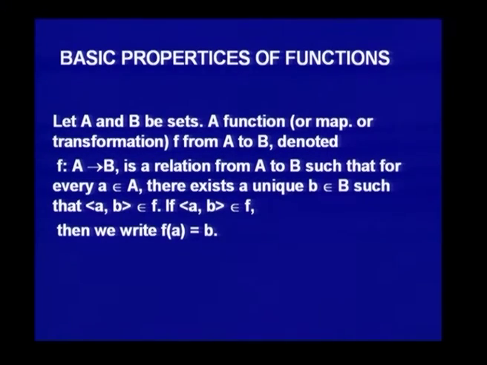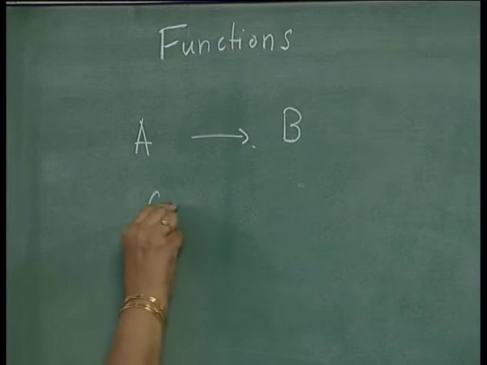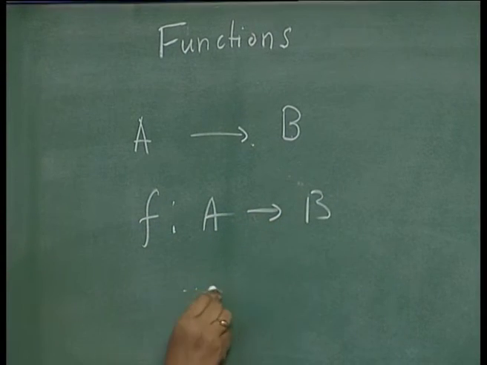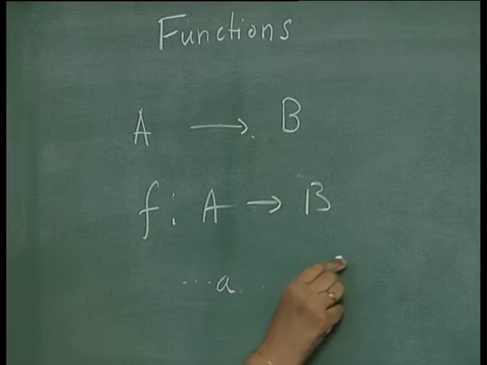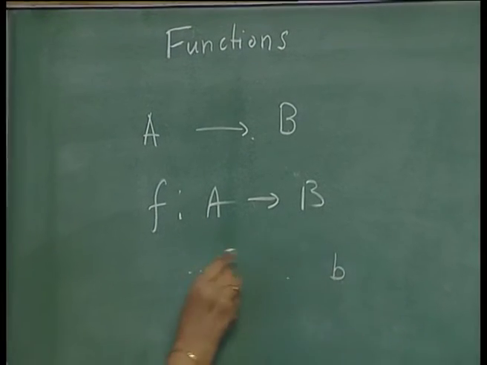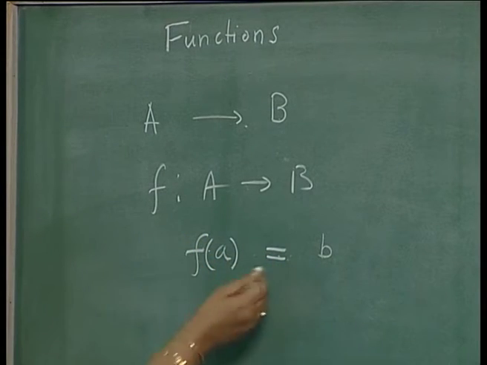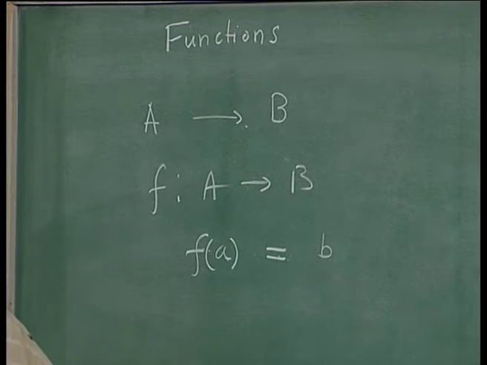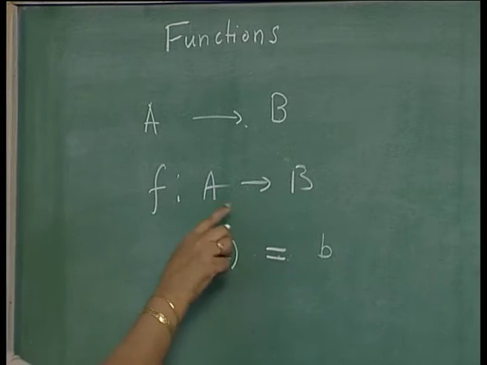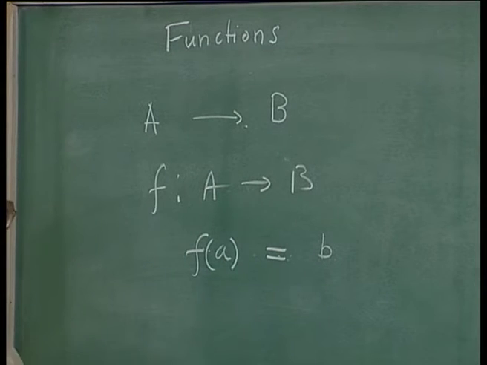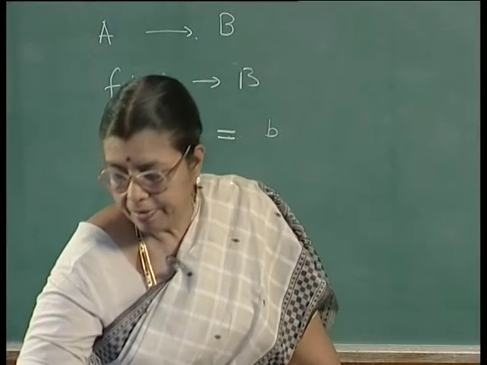So, it is a map or a transformation which is usually denoted like this, and with every element of A you associate an element of B, a unique element of B, and this you denote as f(a) = b. And it is a particular case of a relation. Relation is ordered pairs where the first component will belong to A and second component will belong to B. Here there are some restrictions on this relation which defines a function.